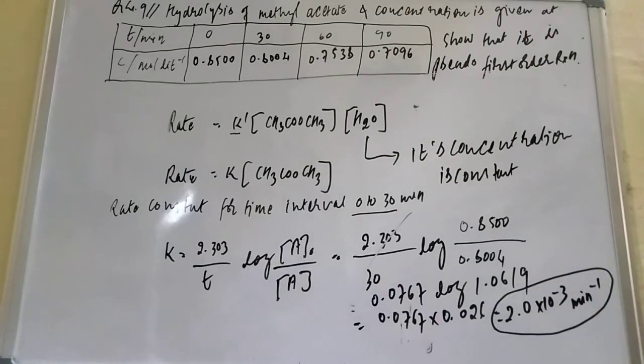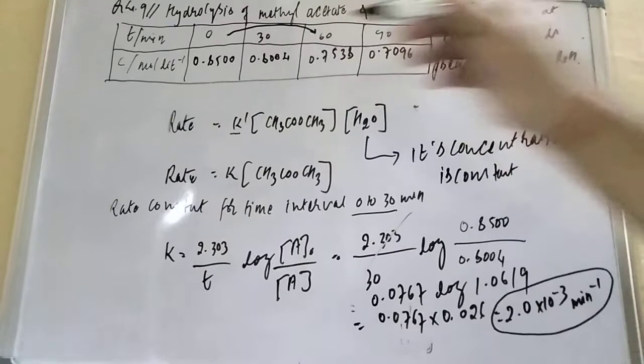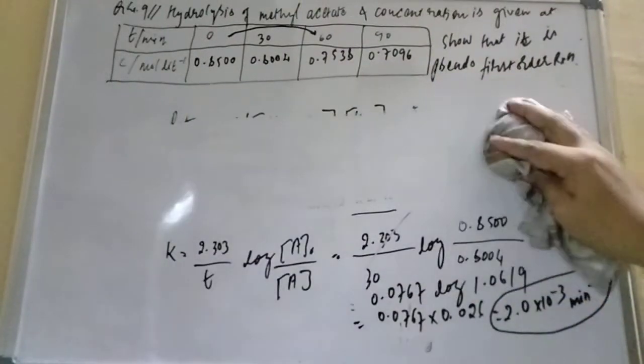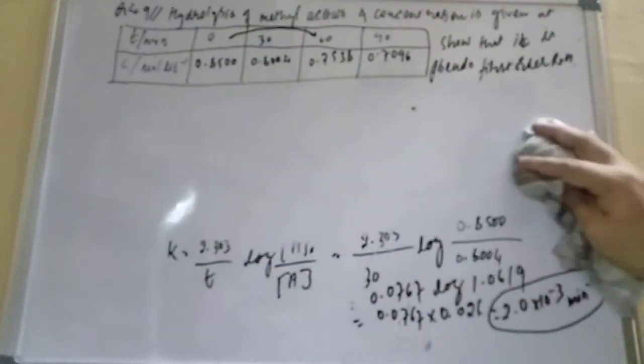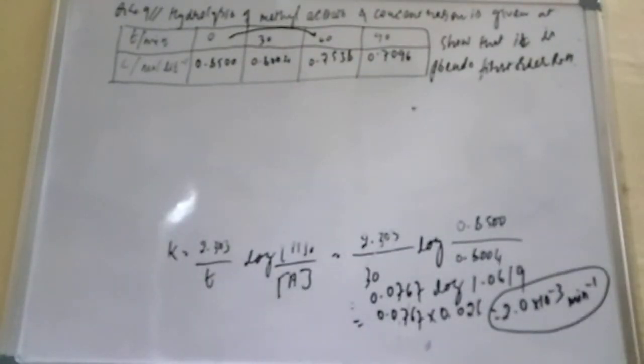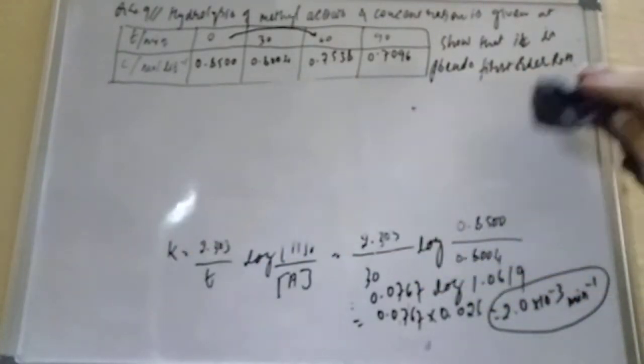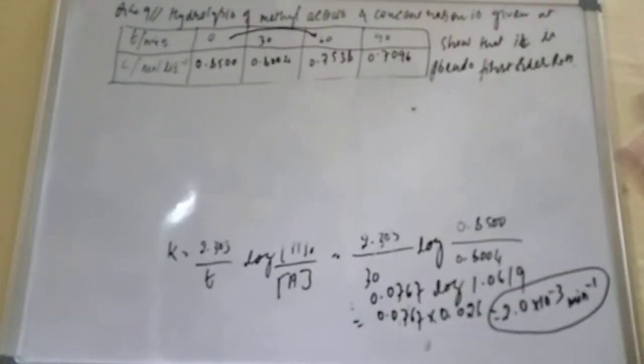2.0 into 10 power minus 3 minute inverse. So this is the first. Now when you come to the next portion, for the one concentration you got 0 to here. If you take another one, you check the 0 to 60. What value are you able to get for 0 to 60? So I am erasing it and checking for 0 to 60. When you check for 0 to 60, friend, we have to get the same. If you are getting the same, then it is pseudo first order.